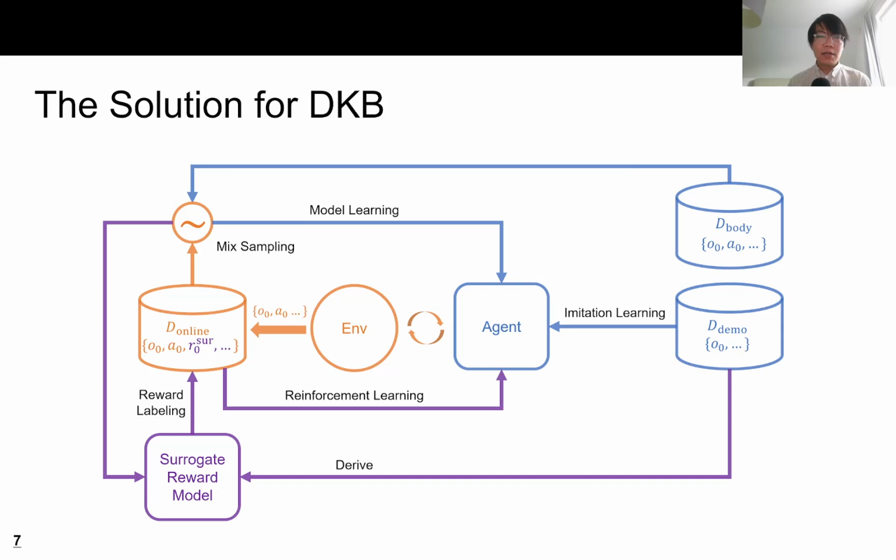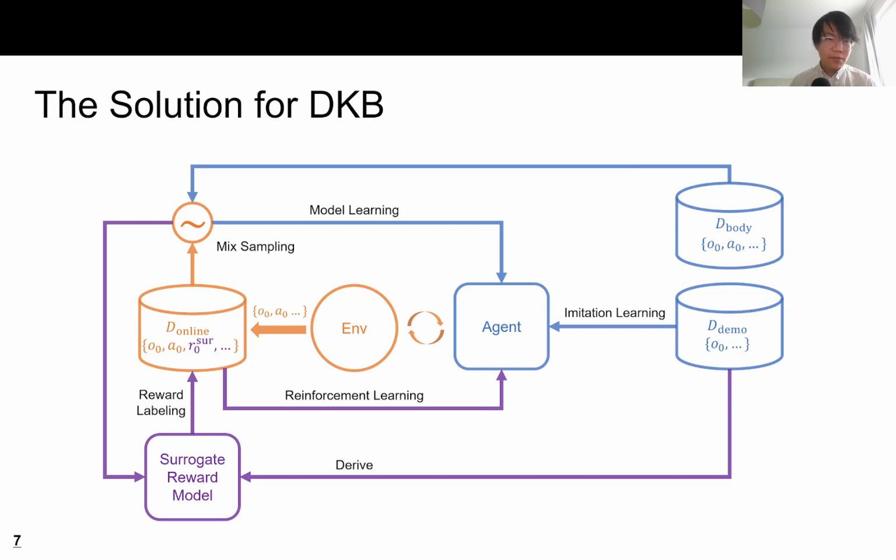And for the DKB, the root of the problem is that you don't have support for other regions beyond the demonstration dataset. So we ought to propose some other learning signal for the other regions in the whole space. The solution we propose is that we first derive some surrogate reward models. This can be derived from all the datasets we have, all these 3 datasets. And this surrogate reward model will identify what is useful, what is a defined task. And we use the surrogate reward model to label the online dataset with the surrogate reward.